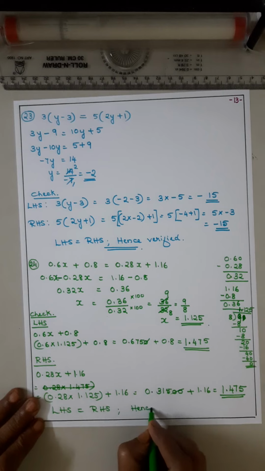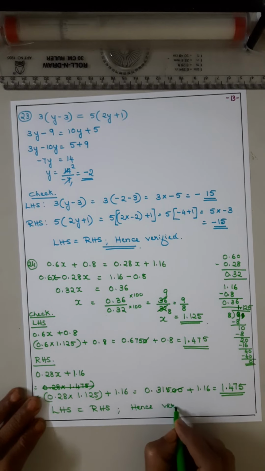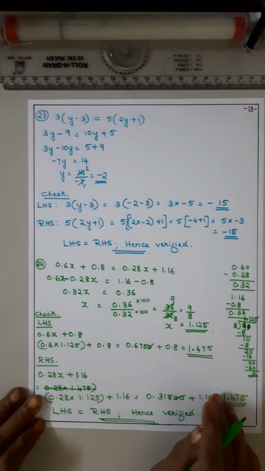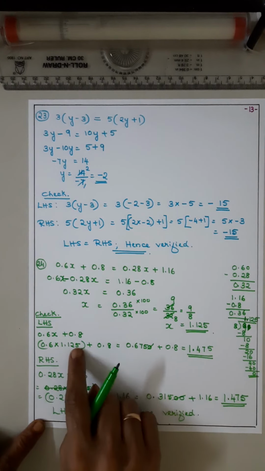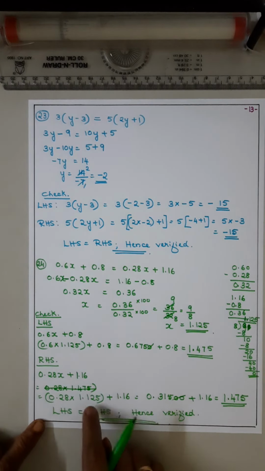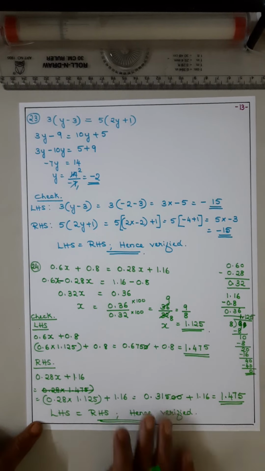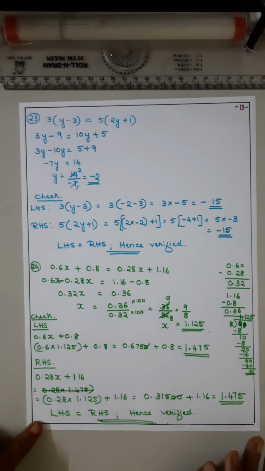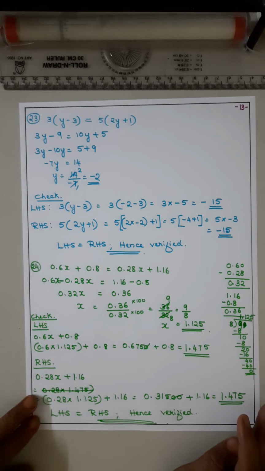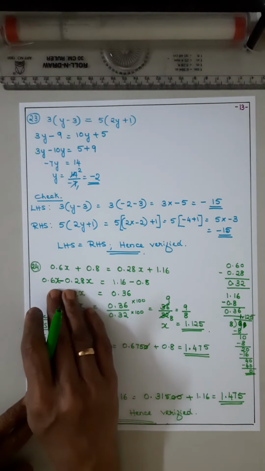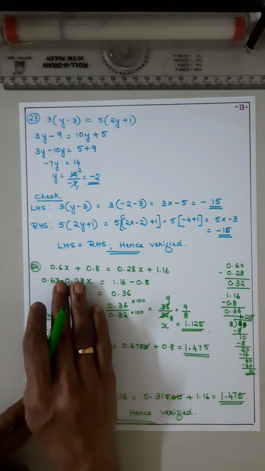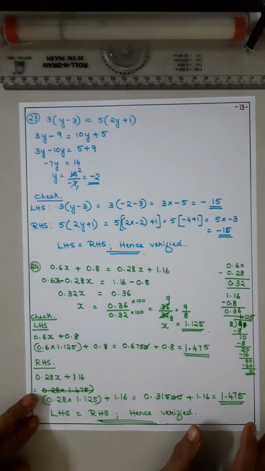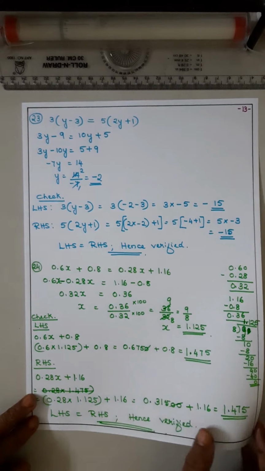Hence verified. You people have to do this multiplication by yourselves. Do the multiplication here and here and see. You will get the answer and the LHS and RHS will be the same. So whenever the question is in decimal, the answer also you have to write in decimal.